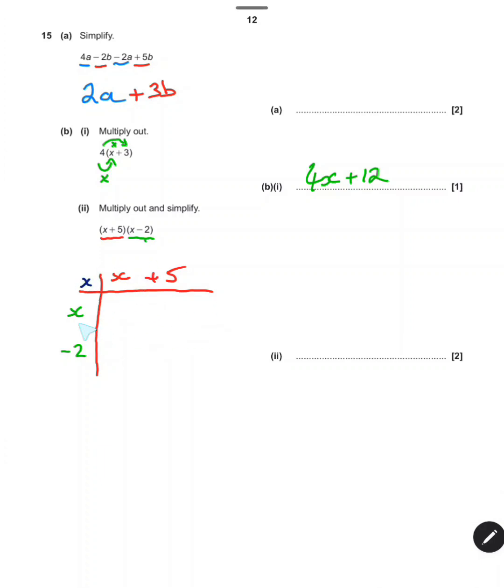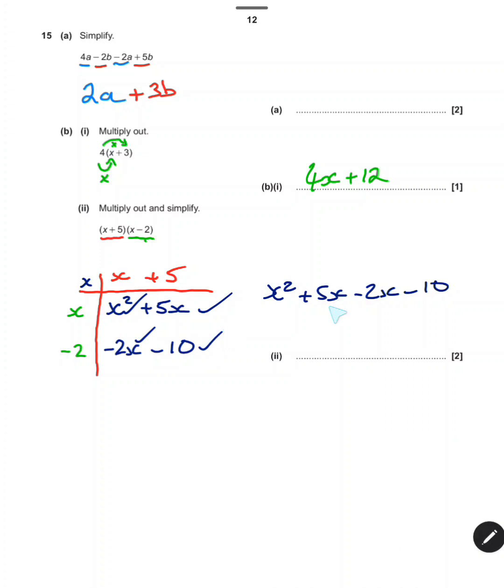This is a multiplication. X times X is X squared. X times 5 is 5X. Minus 2 times X is minus 2X. And minus 2 times positive 5 is negative 10, or minus 10. What we've got is X squared plus 5X minus 2X and minus 10.